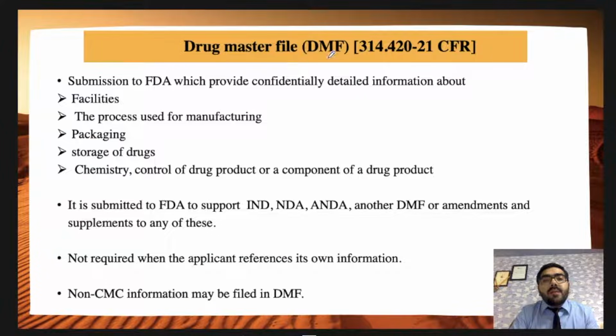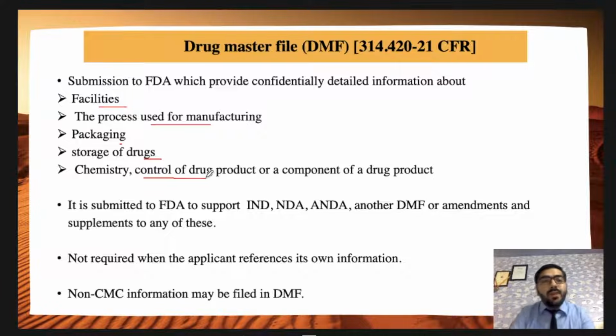Then coming to the drug master file. The drug master file comes under the Code of Federal Regulations, 21 CFR 314.420. It is a submission to the FDA which provides confidential detailed information about facilities, the process used for the manufacturing, packaging, and storage of drugs, and the chemistry control of drug products or a component of a drug product.